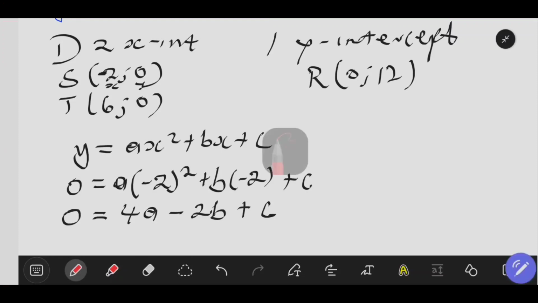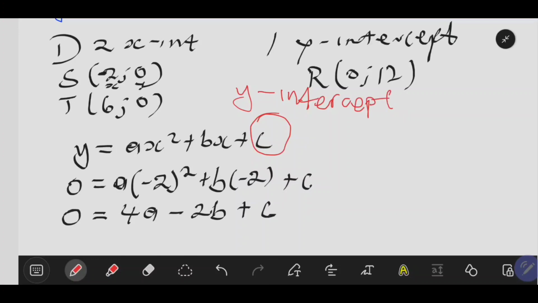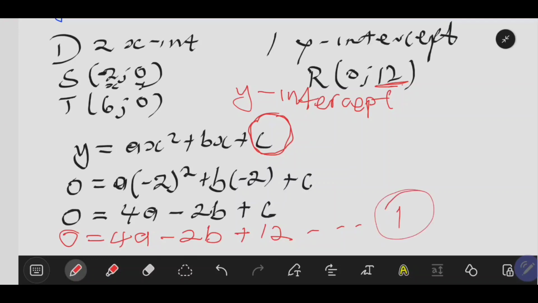And then now you remember that the value of c determines the y-intercept. So it means this is the y value. And our y-intercept in this case, we know that it's 12. So we're going to substitute. Where we see c, we're going to put 12. So it means our equation becomes 0 is equals to 4a minus 2b plus 12. All right. Then we are having the first equation here. This is our first equation.